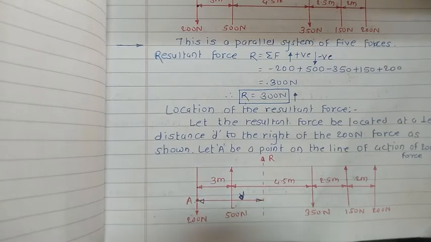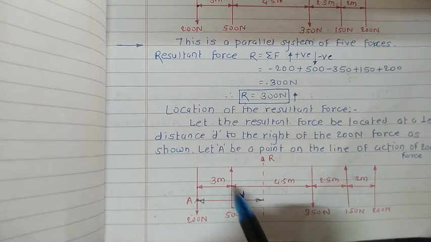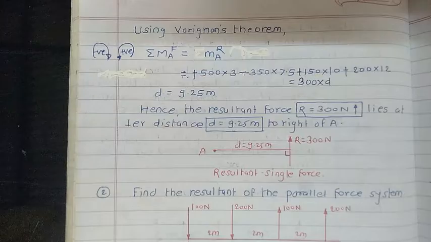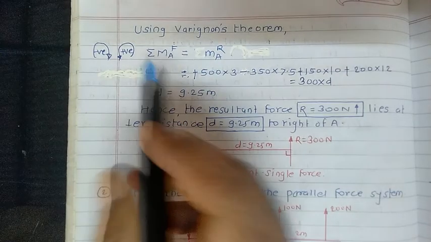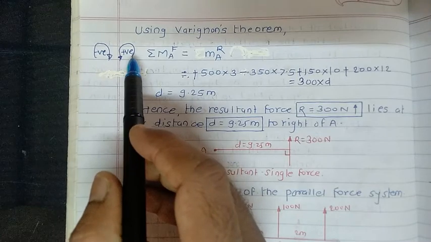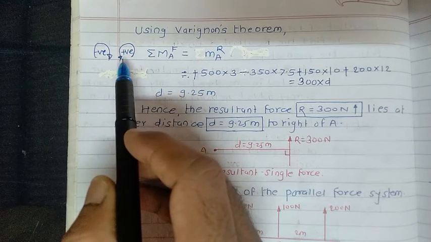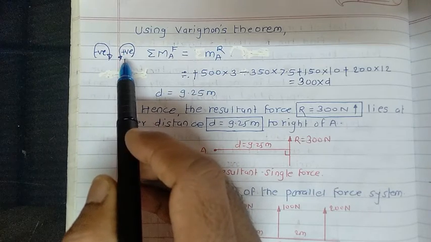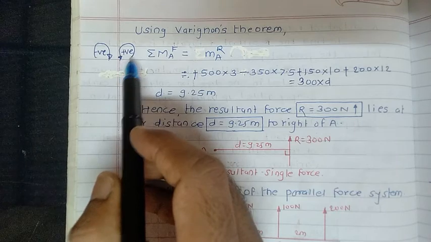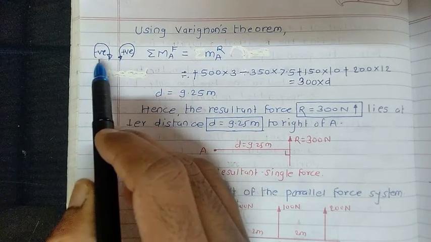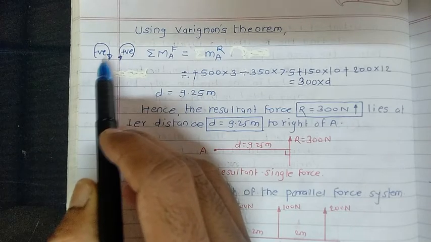Now let us focus on the next force. The 500 Newton force is separated by how much distance? 3 meter. You have to take the moment of this force about this point by considering the sign convention. So which sign convention? Here is the sign convention. When you want to take the moment of any force about any point, you need to consider this sign convention. If the force turns about the point in anti-clockwise direction, you consider that positive, and in the reverse direction the moment of that force is negative.